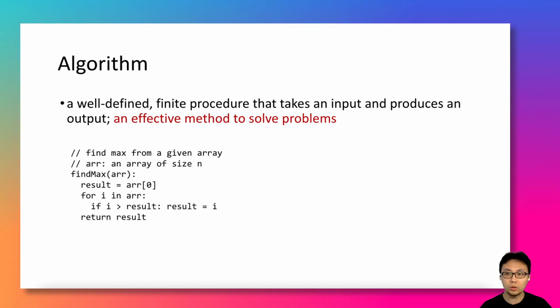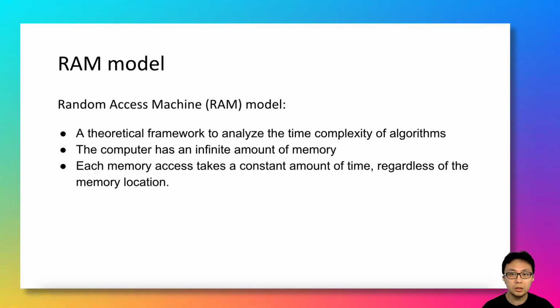An example of an algorithm can be the findMax function that we examined before. It's a finite procedure that takes a linear data structure like arrays as the input and produces the identified max value as the output. So formally speaking, we will use the random access machine model to analyze the efficiency of algorithms.